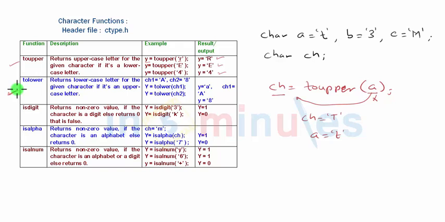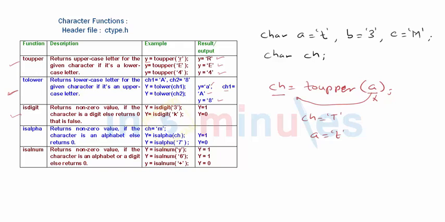The next function is the toLower function. The function returns the lowercase letter for the given character if it is an uppercase letter, other letters not affected. For example, here y equal to toLower of ch1, where ch1 is already capital A, so we'll convert it to lowercase, and in y I'll get lowercase a, whereas ch1 will not be affected, it will be the same A. Again, y equal to toLower of ch2, where ch2 is 8, so 8 will not be converted to any other form, we'll get the same 8 back. So the toLower function converts only uppercase letters to lowercase, other characters not affected, and the original letter is not changed.